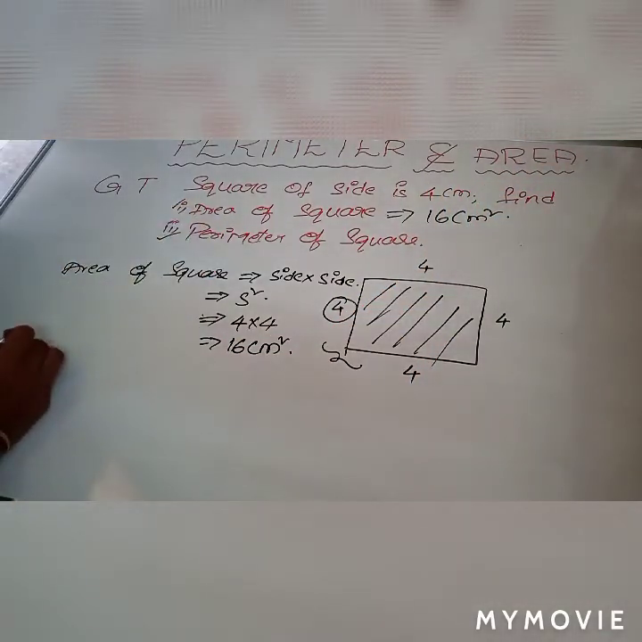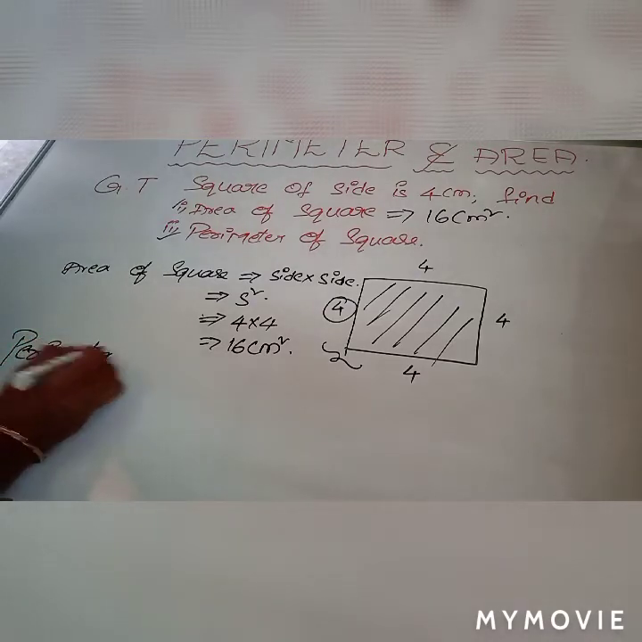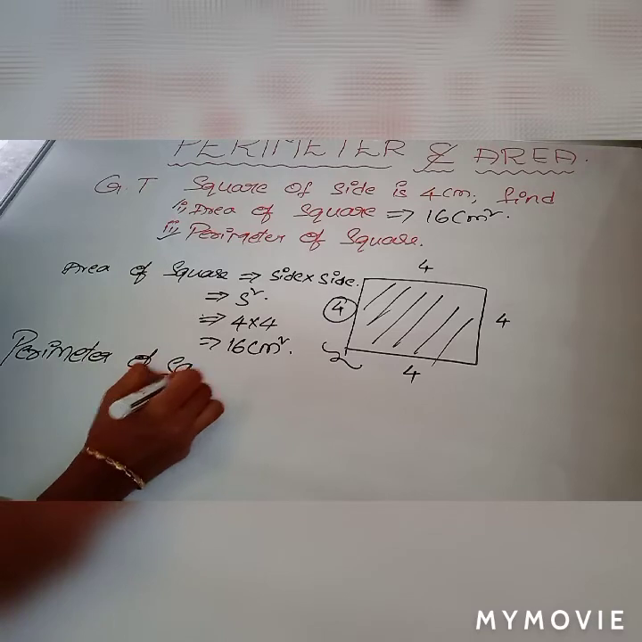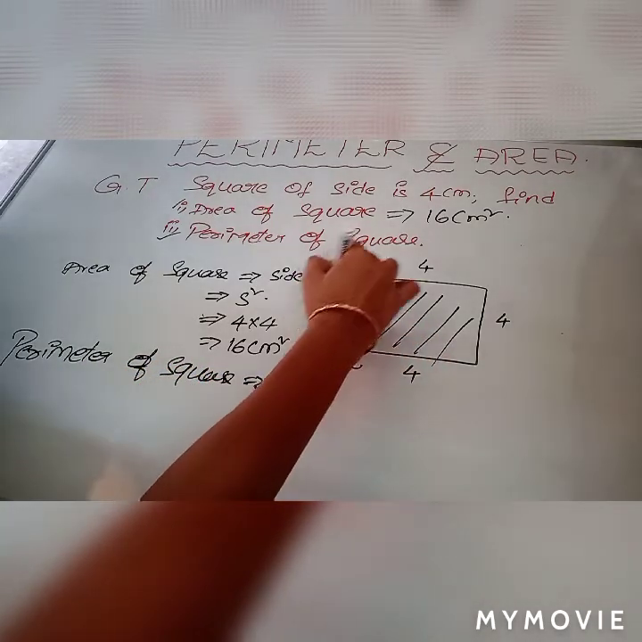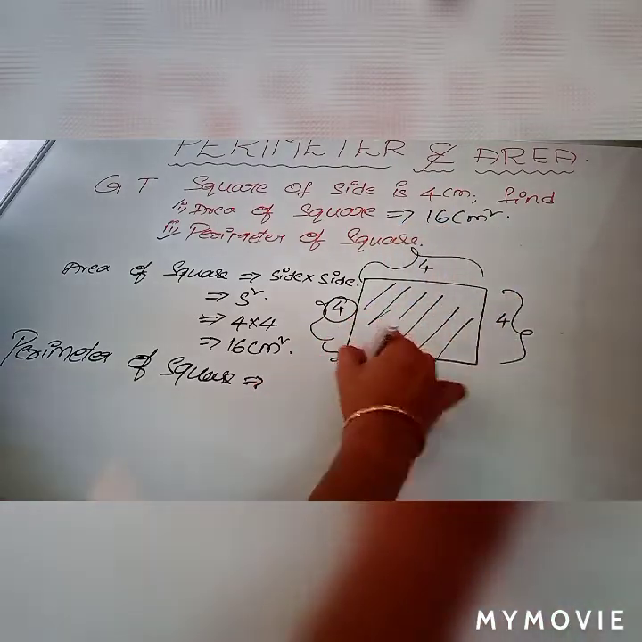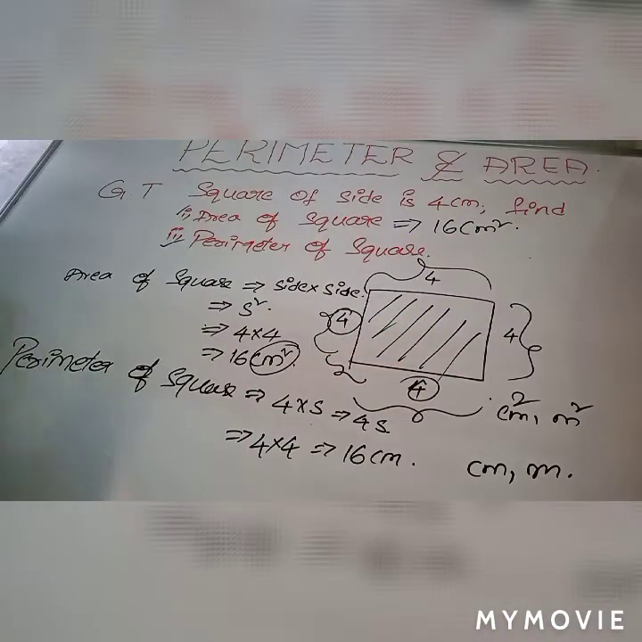Next one is perimeter of a square. So what's the perimeter? Perimeter means the outside part of the shape is known as perimeter.